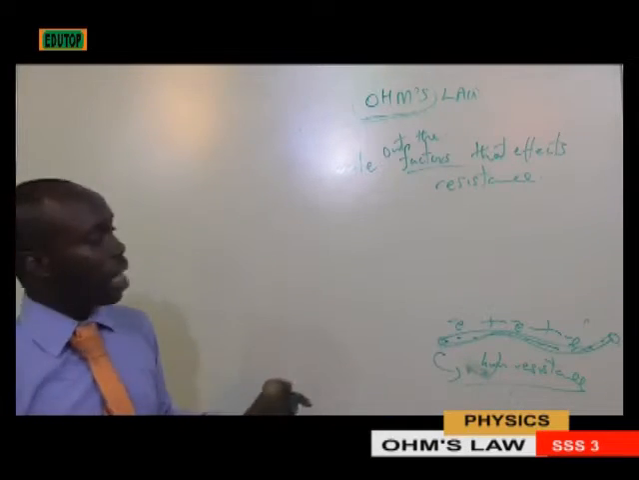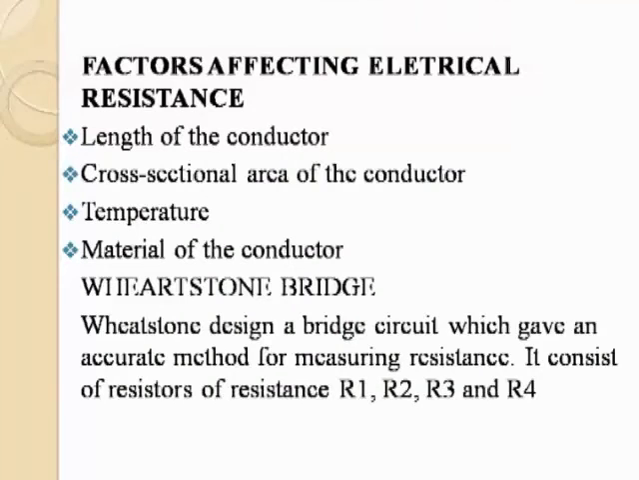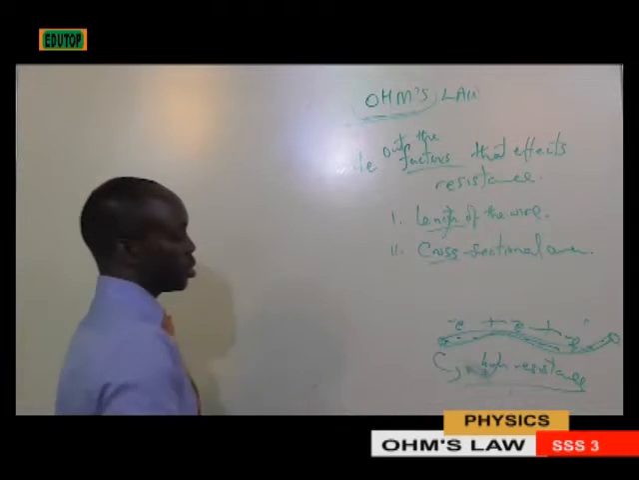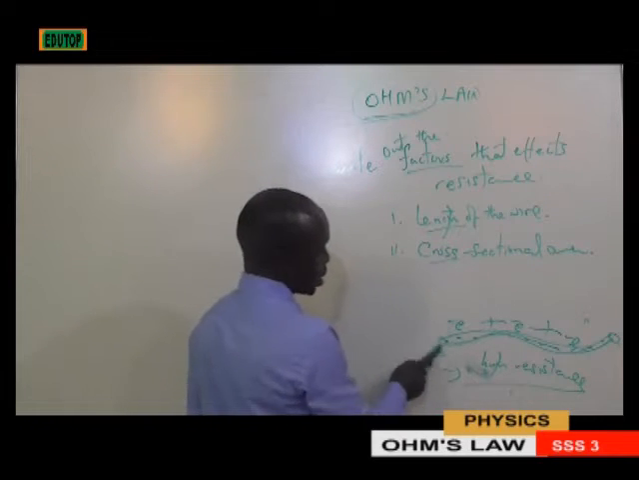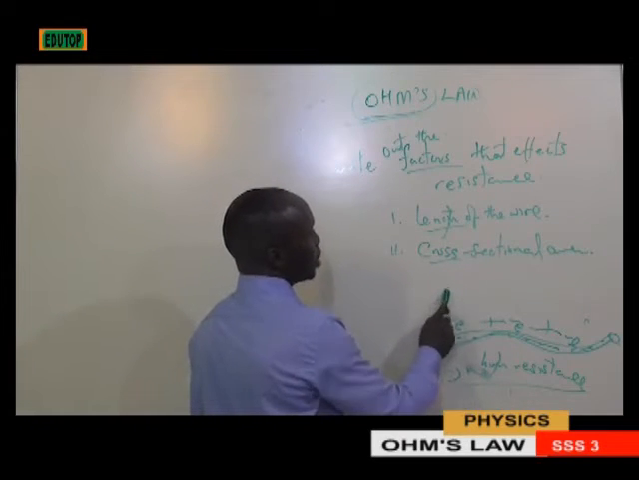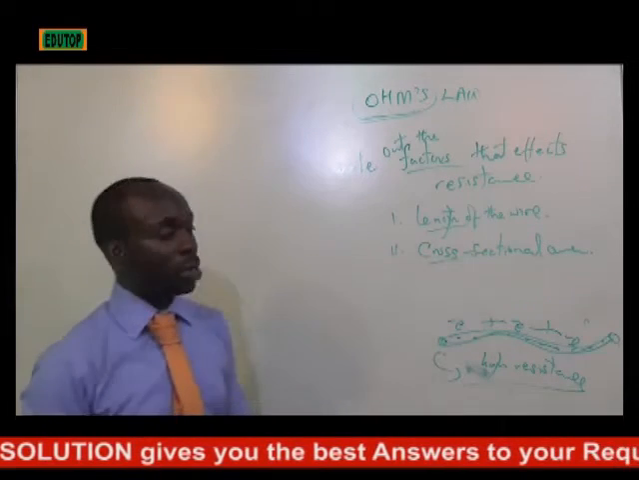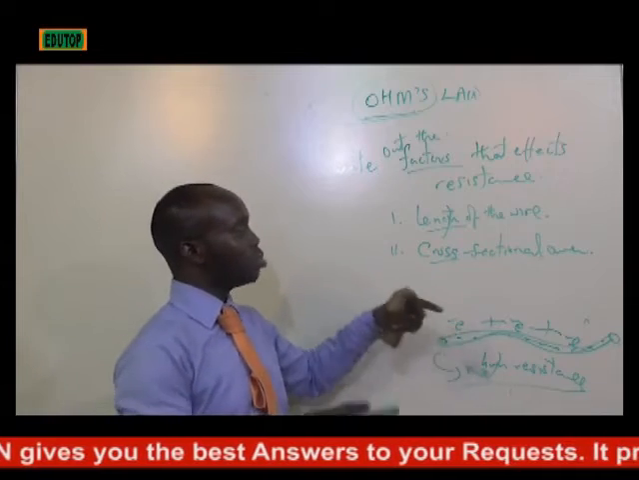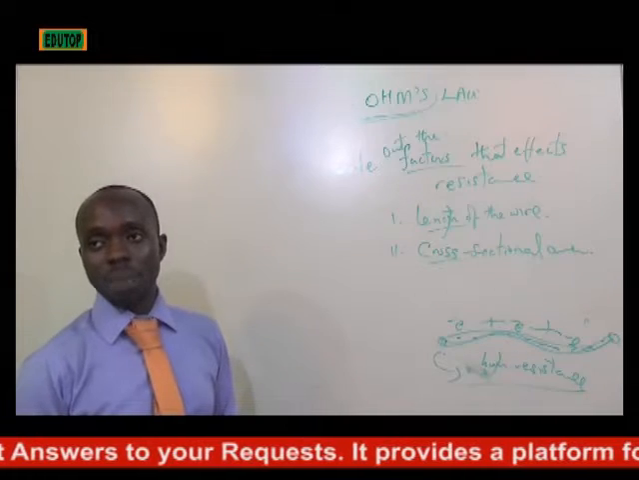Now, what are the factors that can affect that resistance? Number one, the very first factor is the length of the wire. Number two is the cross-sectional area. I thought I would explain what is meant by cross-sectional area. The bigger this cross-sectional area, that's this circle here, the more current charge will be restricted, bringing about your resistance. Hope you are getting it now.